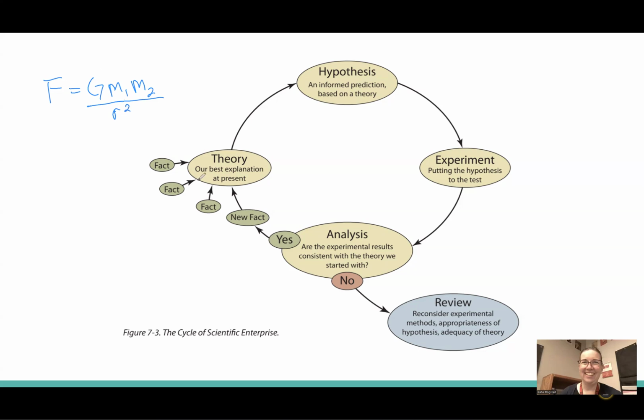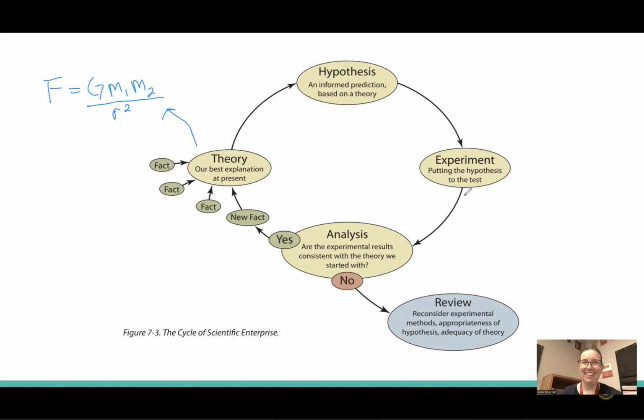And so somebody said, well, if this is the theory, then a hypothesis might be: does gravity pull less strongly on the top of Mount Everest because the top of Mount Everest is farther from the center of the Earth? And likewise, does gravity pull more strongly at the bottom of Death Valley because that is closer to the center of the Earth?